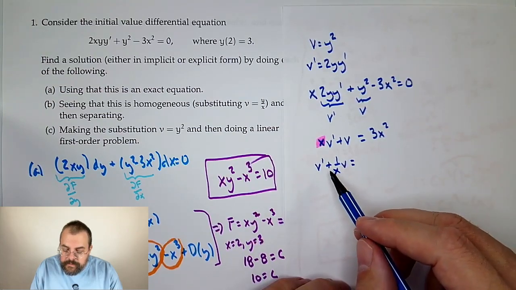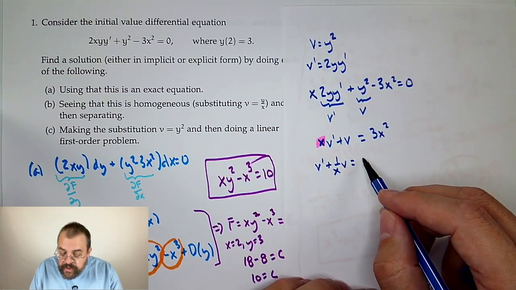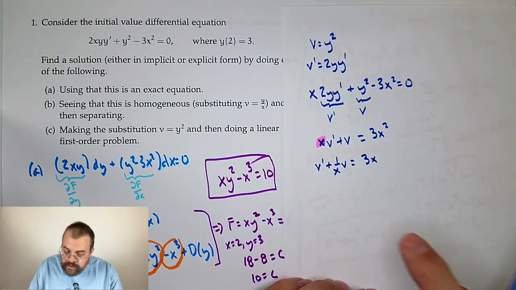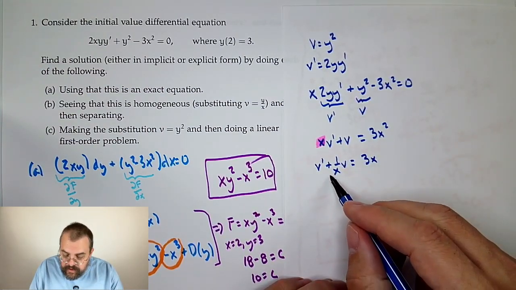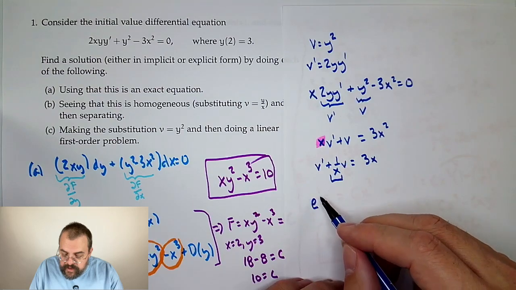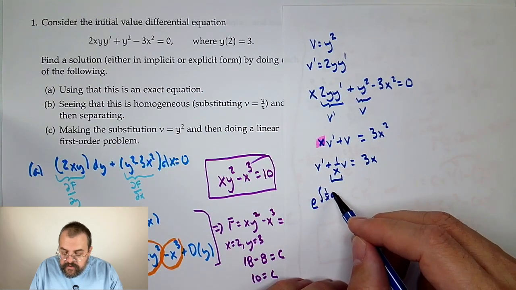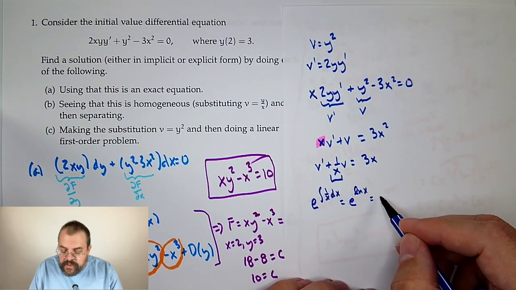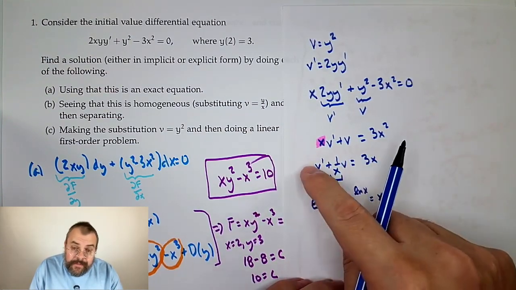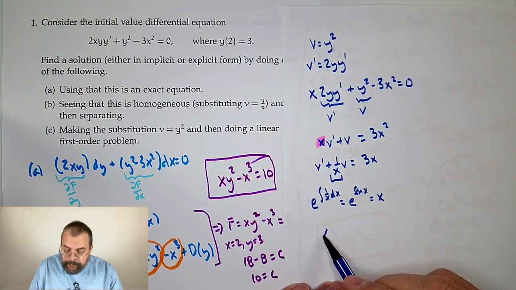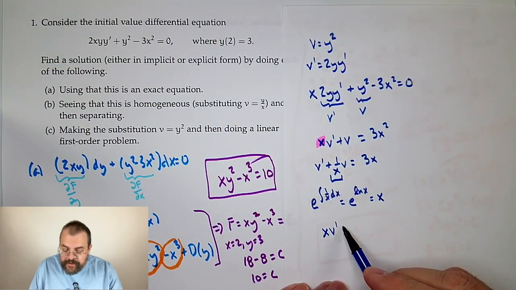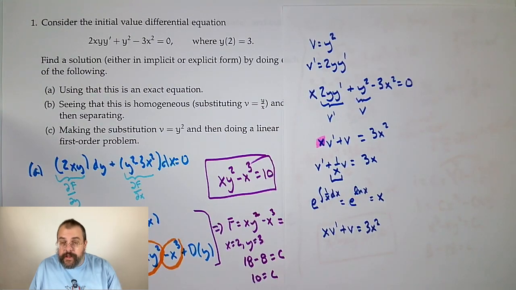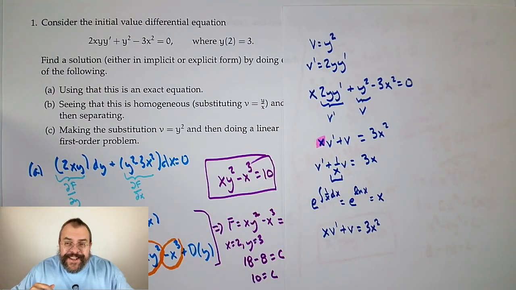So we have v prime plus 1 over x v is equal to 3x. And then we look at this piece. This is going to be our integrating factor, e to the integral of 1 over x dx. Well, of course, that's e to the natural log x, which is x, which means multiply everything by x, which says, hey, we should have it as x v prime plus v equals 3x squared. And now we're like, what? That's what we just had.